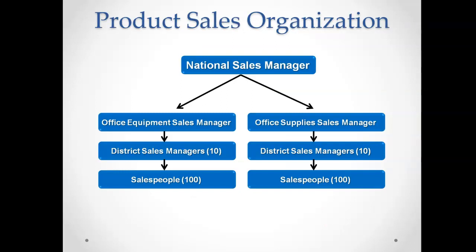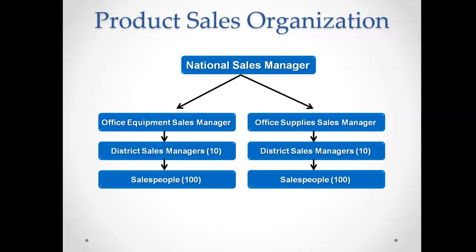Another type of sales organization is the product sales organization. You might imagine that it is divided by product. So in this example of an organizational chart, you have an office equipment and supplies company, and salespeople are divided by whether they sell equipment or they sell supplies. That allows for more specialization, so they're able to become more of experts in that particular product.